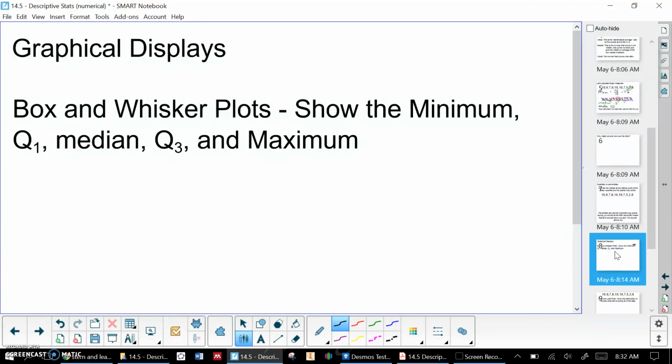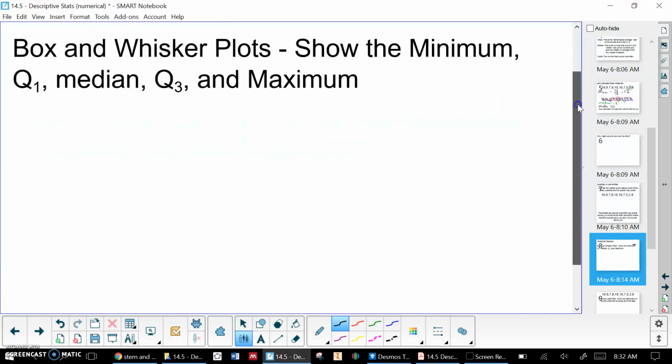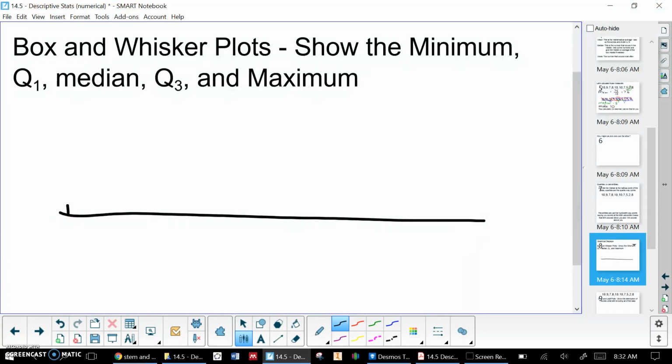Now what we're going to do with that is to make these box and whisker plots. And what these box and whisker plots do is they show the minimum, the median, the maximum, and the quartiles all in one graph. And so these always start out by making a little line graph on the bottom of your page. And so since ours go from 0 to 10, we'll make that real quick. And we've got 0, 1, 2, 3, 4, 5, 6, 7, 8, 9, 10. Trying to make them evenly spaced, all that fun stuff.